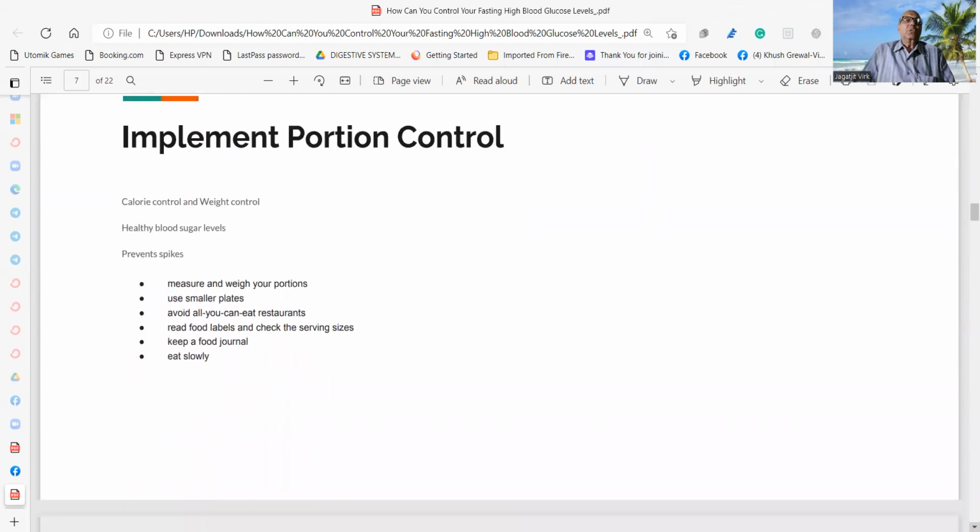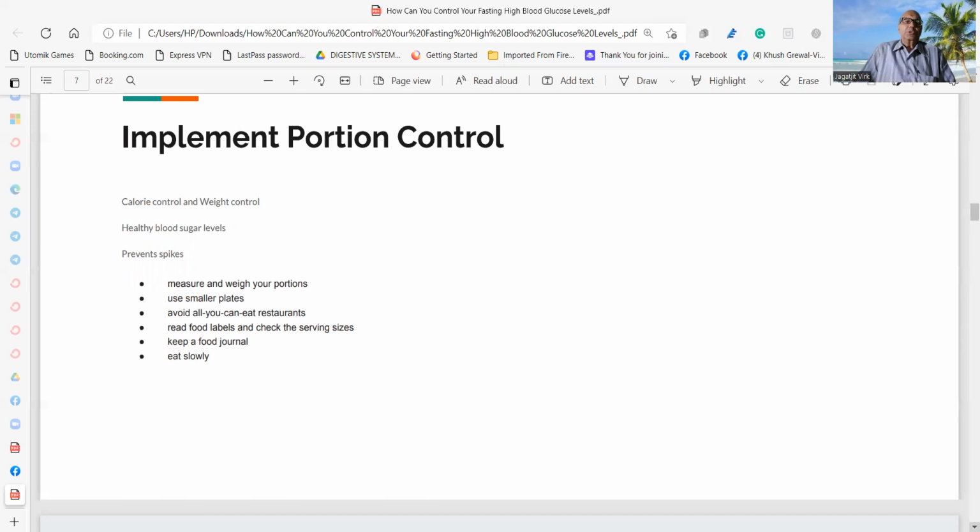Implement portion control. Calorie control and weight control are two synonymous things. If you control your calories, you can control your weight. Healthy blood sugar levels will be attained if you implement portion control, and that will prevent your spikes of glucose as well as insulin. How can you implement that portion control?